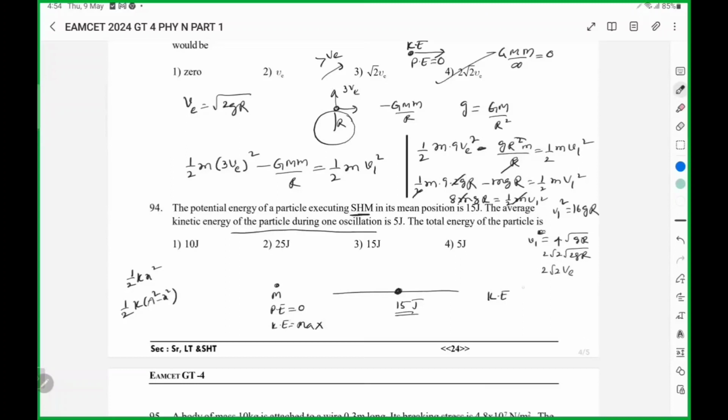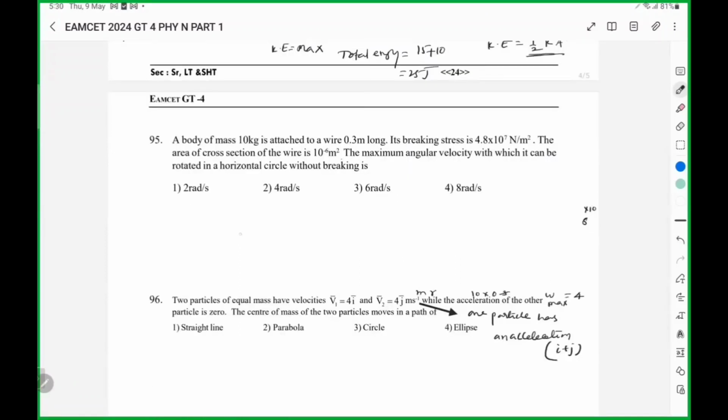Kinetic energy during one oscillation, that is average kinetic energy, is 1 by 4 m omega square a square or k a square, right? But the general kinetic energy is half k a square. Here he has given average is 5 joules. At the mean position, maximum kinetic energy will be double the average. So total energy will be 15 plus 10, 25 joules.